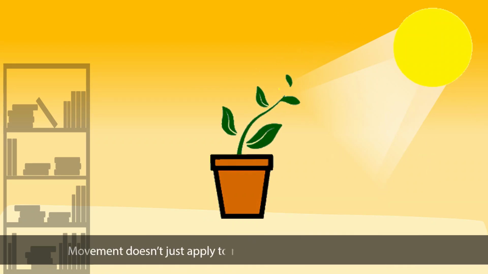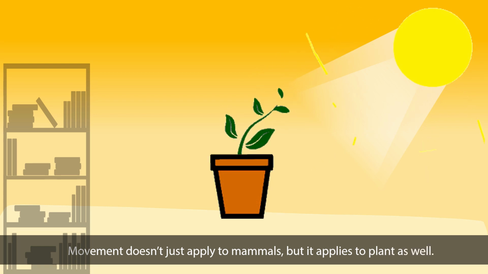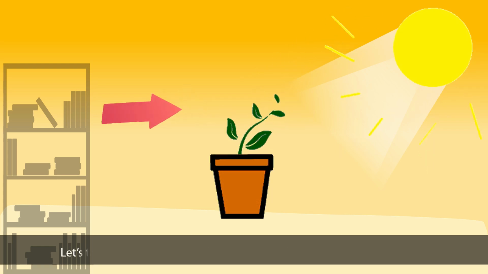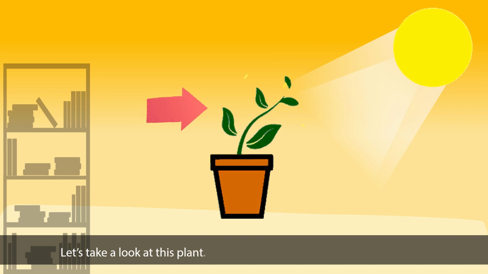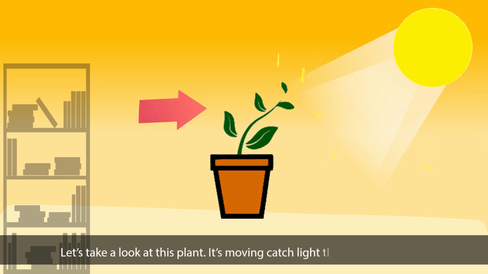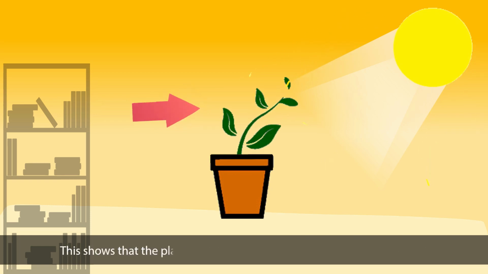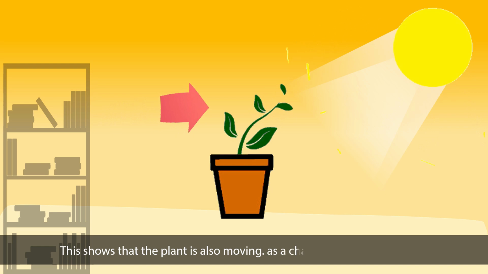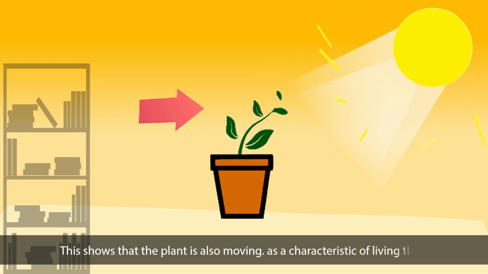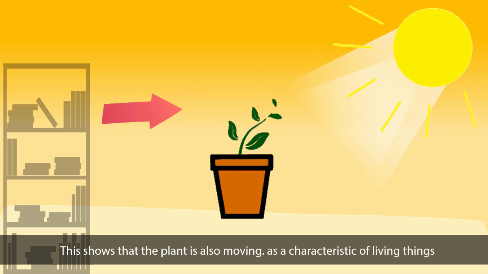Movement doesn't just apply to mammals, but it applies to plants as well. Let's take a look at this plant. It's moving as it needs to survive. This shows that the plant is also moving as a characteristic of living things.